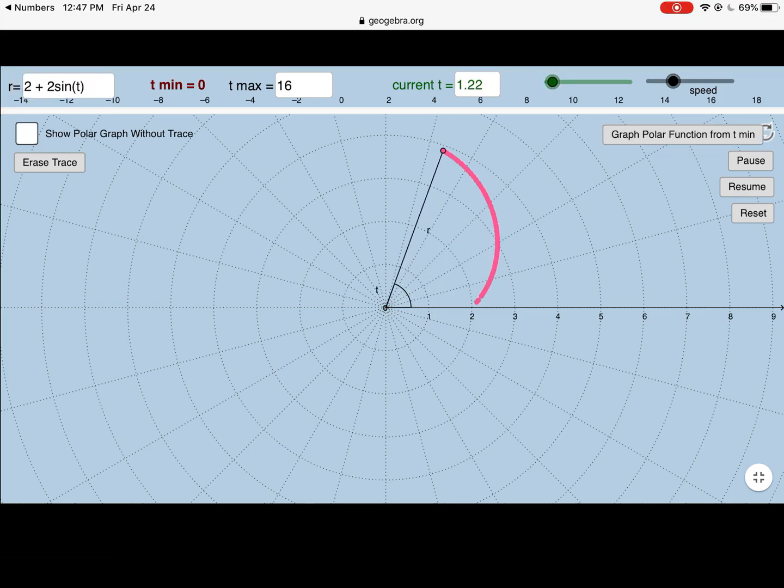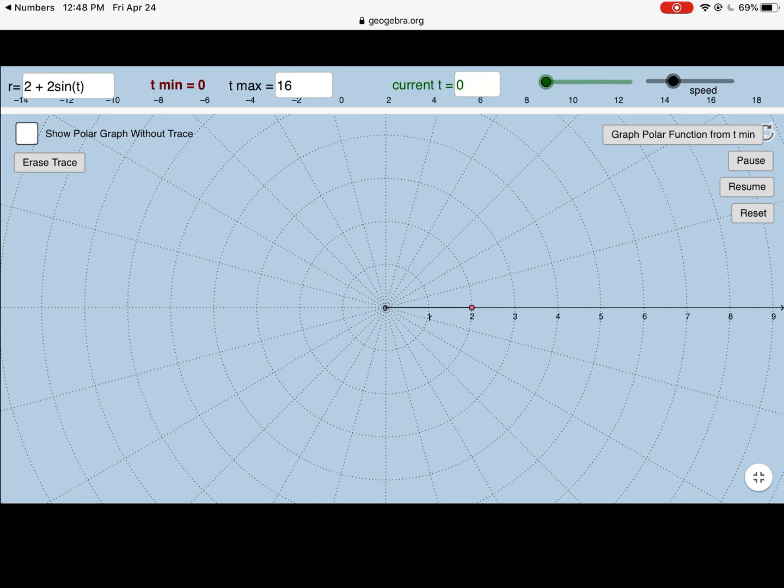Starts out at t equals 0 and just rotates around, keeps increasing the value of t. It's in radians, and you can see that it sketches out the corresponding point based on the r value. So this is what a typical cardioid looks like, okay? Notice how it does include a point at the pole, okay?